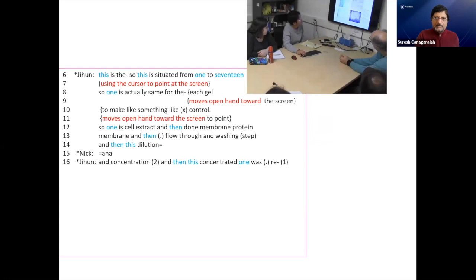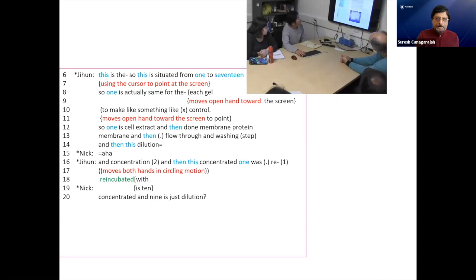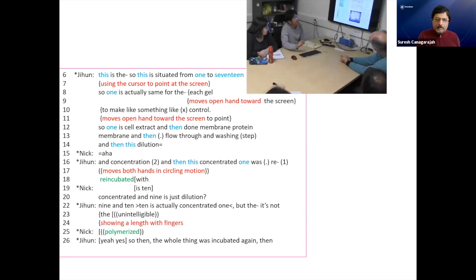And then this concentrated one was incubated with concentrated, and 9 is just illusion. 9 and 10 is actually concentrated one, but it's not the volumized. So then the whole thing was incubated again. Then this is flowed through after.